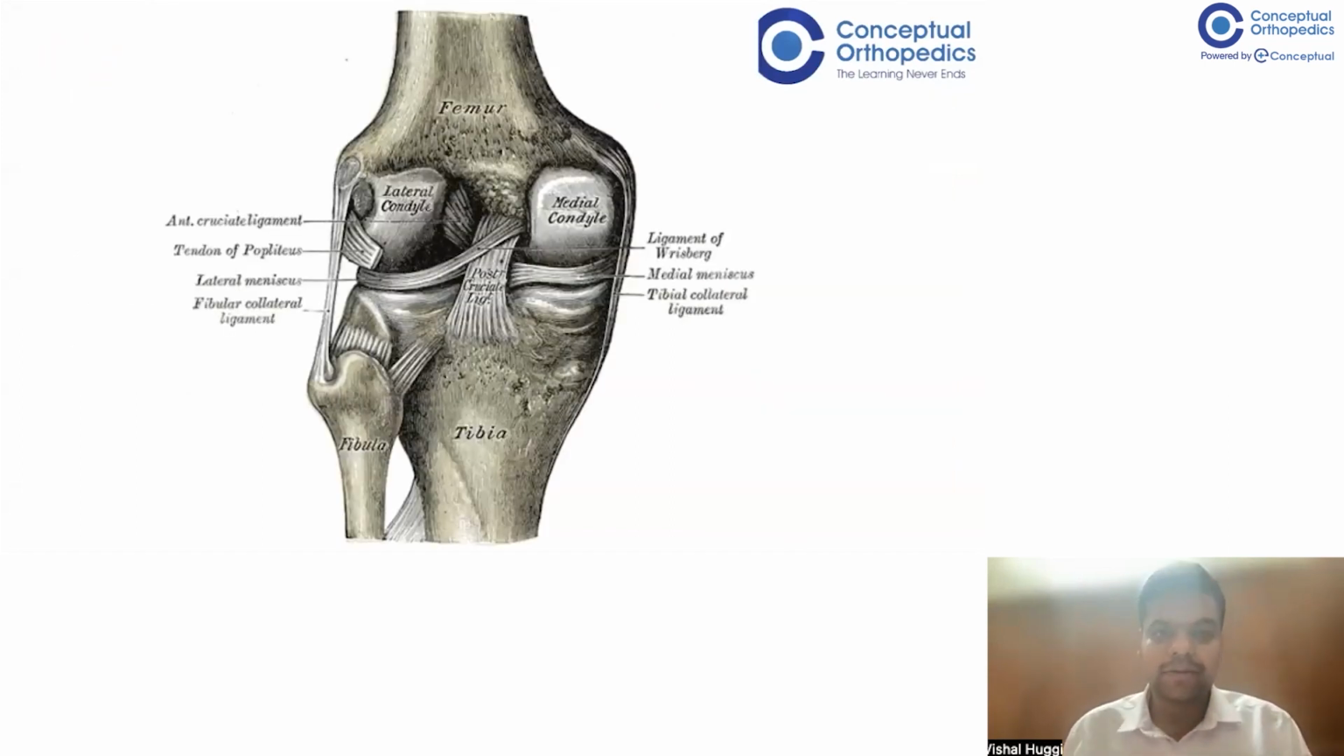Does this apply to the valgus knee? The question comes, does it apply to the valgus knees? Okay, with valgus knees, the things are different.